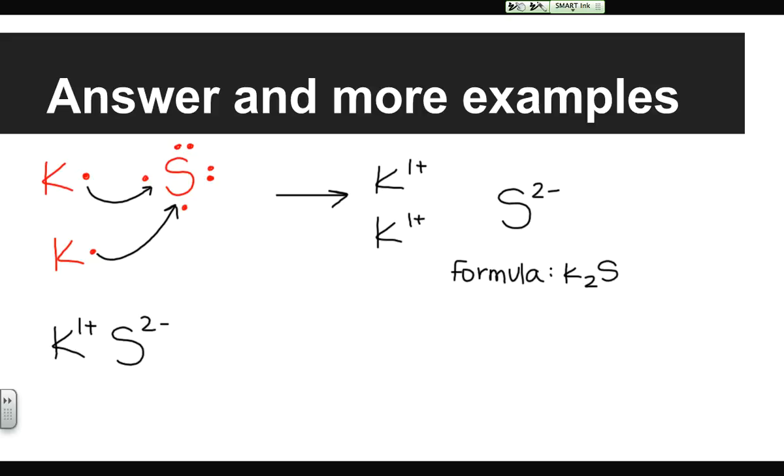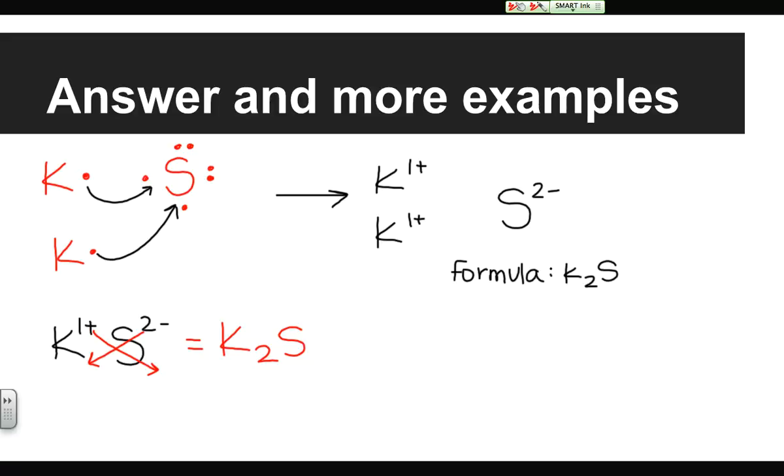And now the fun part, we want to crisscross. So the 1 is going to go down to the 2, and the 2 is going to go down in front of or after the K. So we rewrite this as K2S. Now we notice that with both methods, we got the same formula. So that's what we should see.